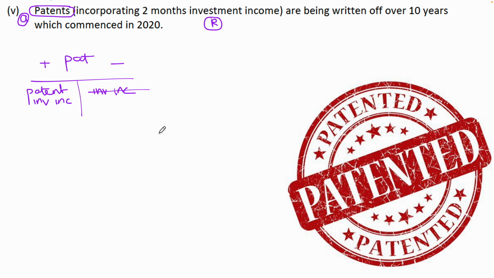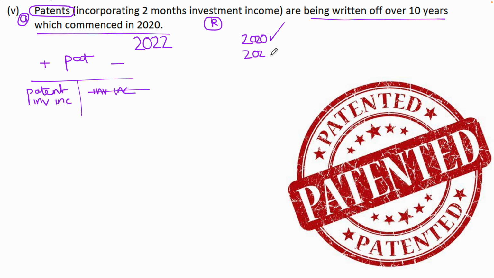And just so you know, this is basically them just testing that you know your double entry. Okay, that's all it is. Now we are doing these accounts for 2022. So patents are being written off over 10 years, which commenced in 2020. So 2020, we have it written off.